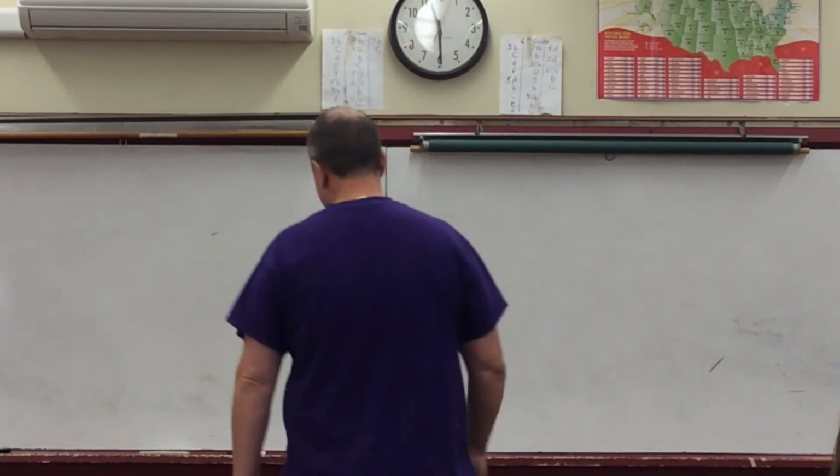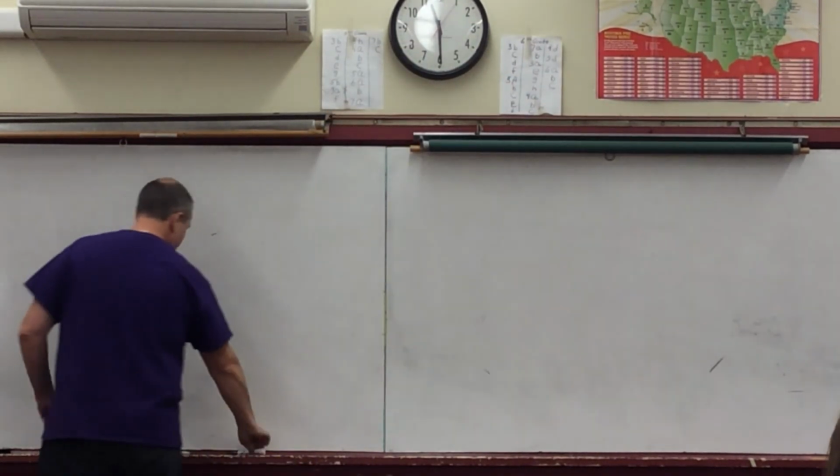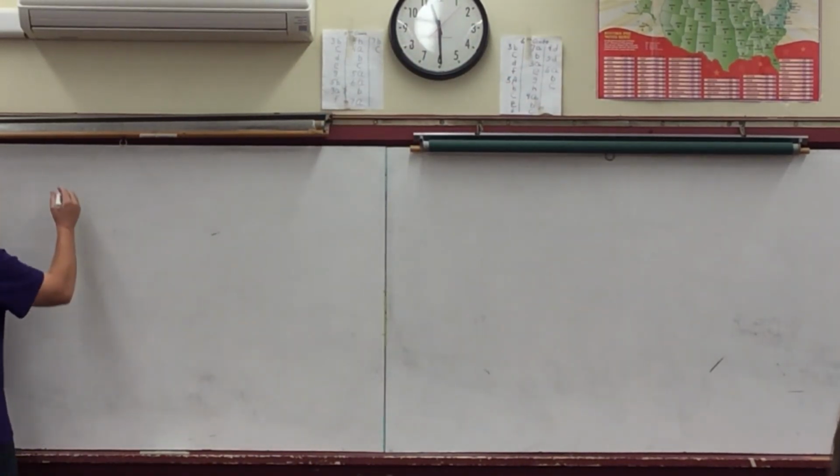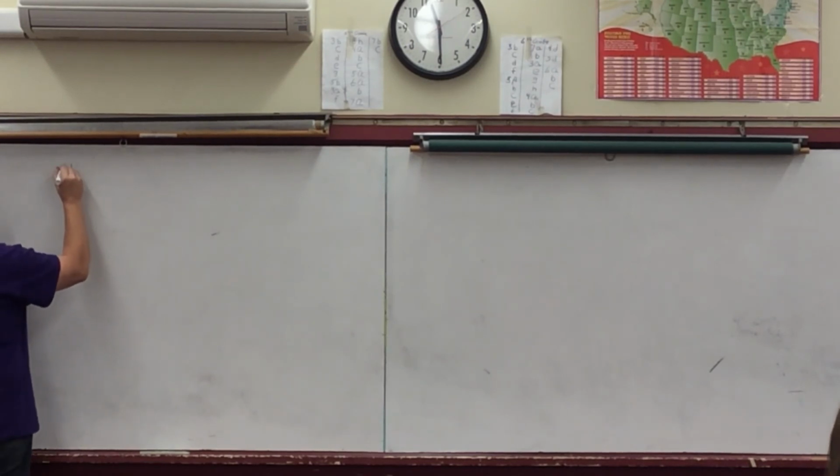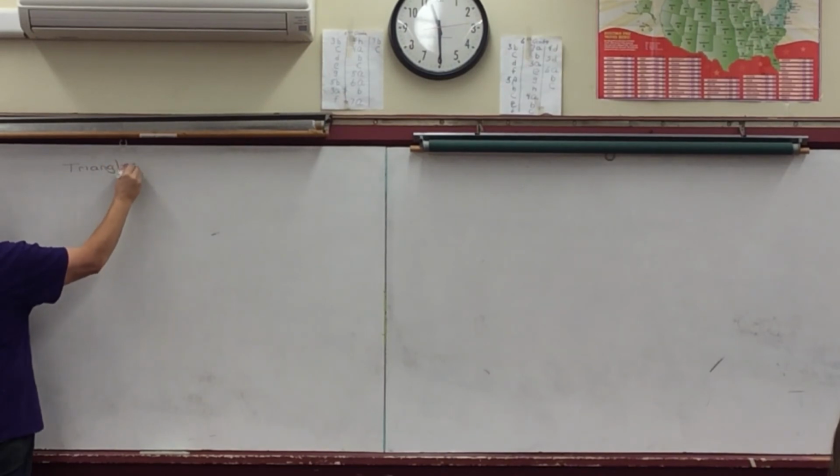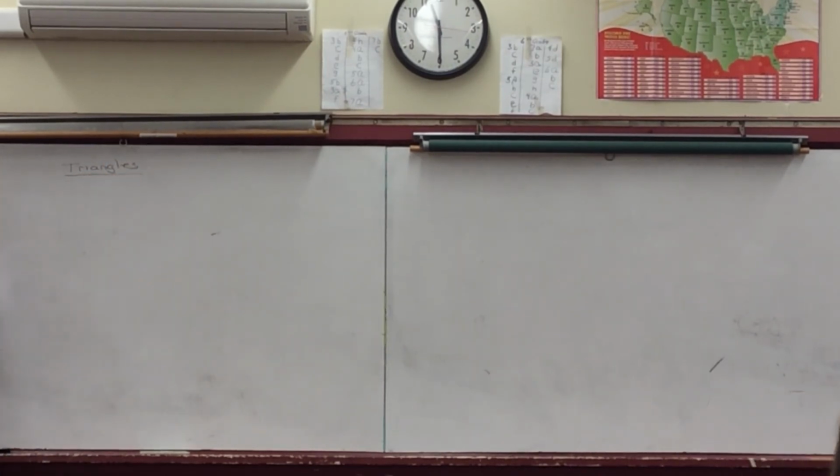Okay, in your notebook, I want you to write triangles. Okay, the first thing that you need to know about triangles is that they're made up of 180 degrees.